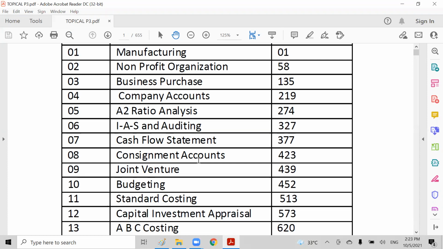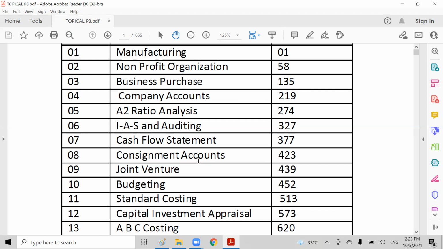Do you have an idea about company accounts? Are you familiar? Do you need to revise? Are you talking about the different company accounts, like the sole trader or the partnership accounts? No, no, I'm not talking about sole trader or partnership accounts.